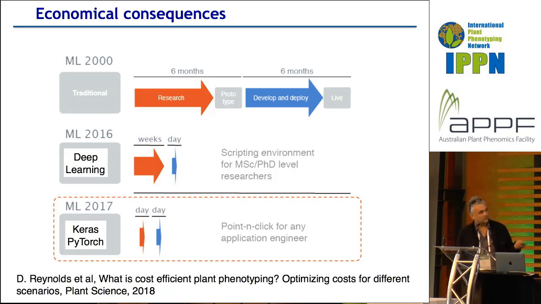So what are the economic consequences in terms of cost of this deep learning stuff? In the year 2000, when you wanted to develop an image processing application, it would require something like 1 year of an image processing engineer to develop, taking into account that there was some research development plus interaction with the biologists, so that was something quite long to be done.